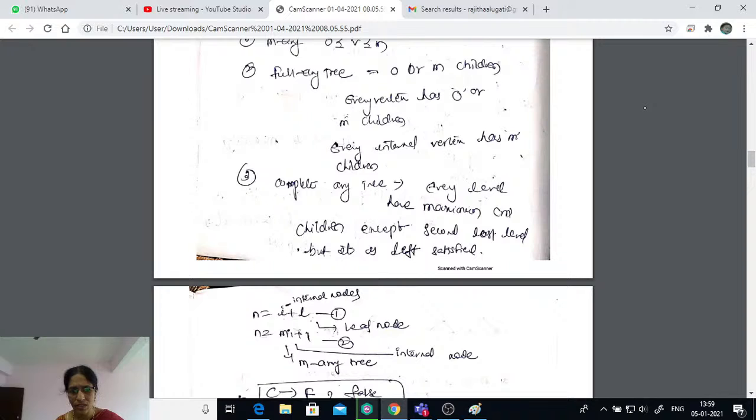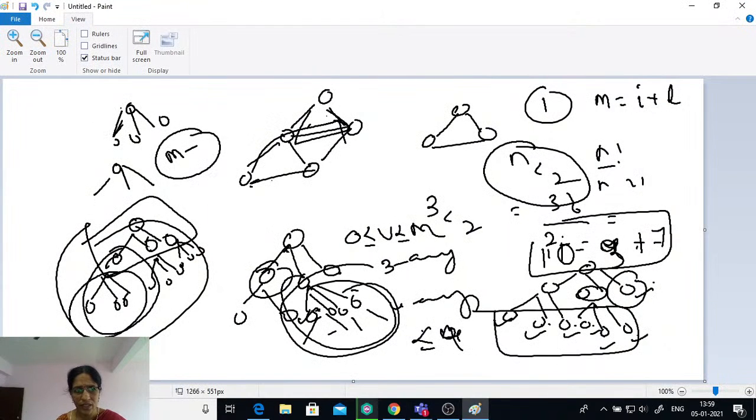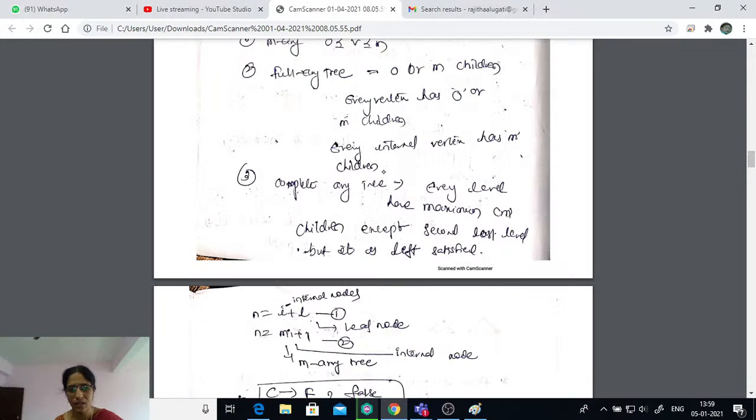Otherwise we can also say n equals mi plus 1. Okay, so mi is nothing but m times internal nodes, where m is the arity, plus 1, that is nothing but here n equals mi plus 1. Here m is nothing but 3-ary, internal nodes how many, 3. So plus 1, internal nodes are 3. This is the 3-ary tree plus 1, that means in total how many, 10 nodes. So these are the important formulas. Okay, so now I will start here only.